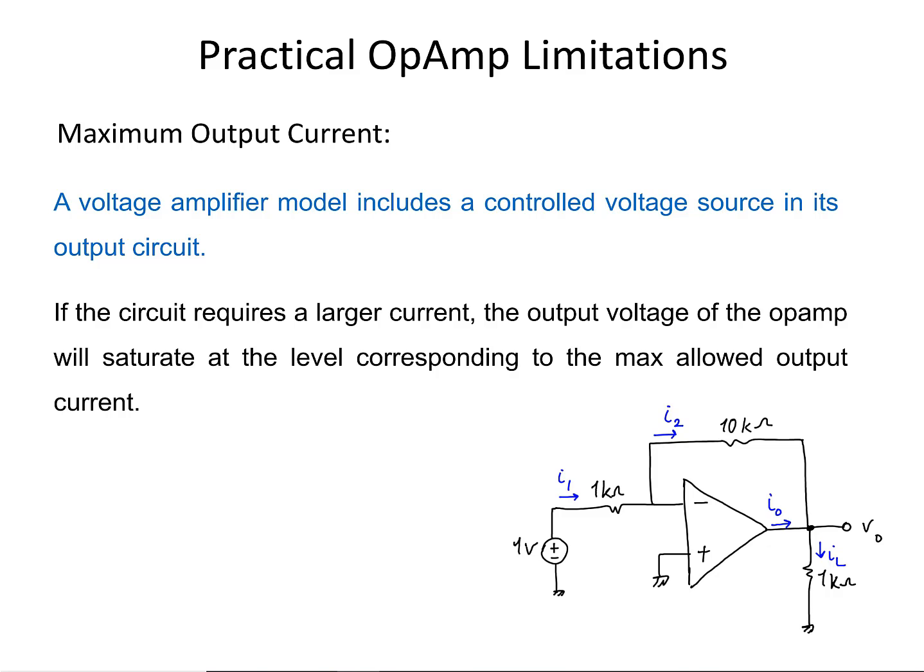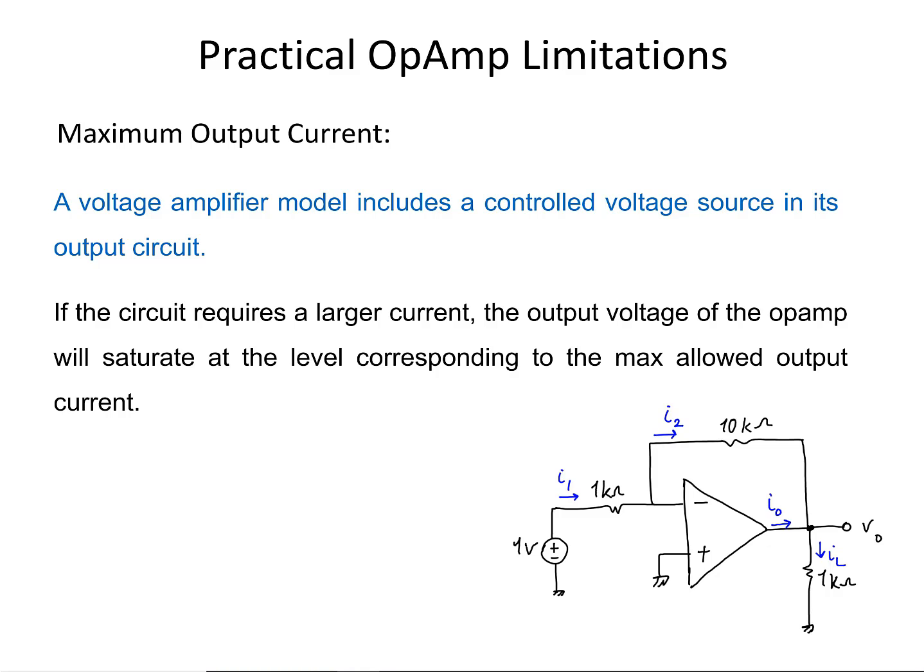But in practical circuits, there is a limitation on how much current you can draw from an op-amp circuit. So if the circuit requires a larger current, the output voltage of the op-amp will saturate at the level corresponding to the maximum output current.